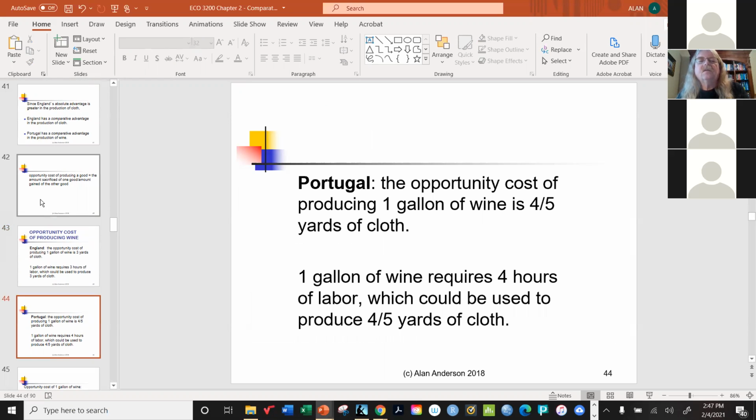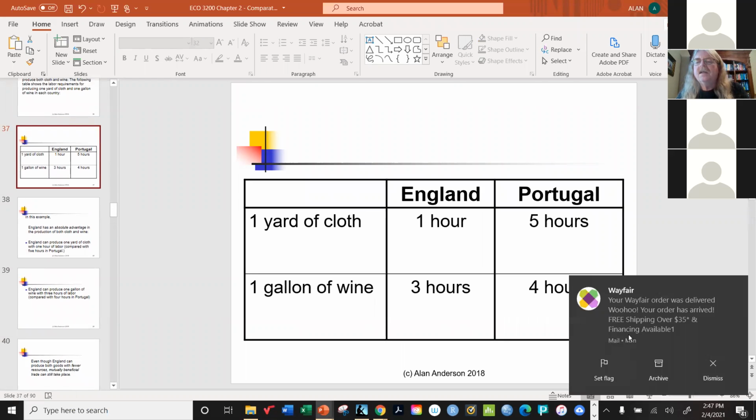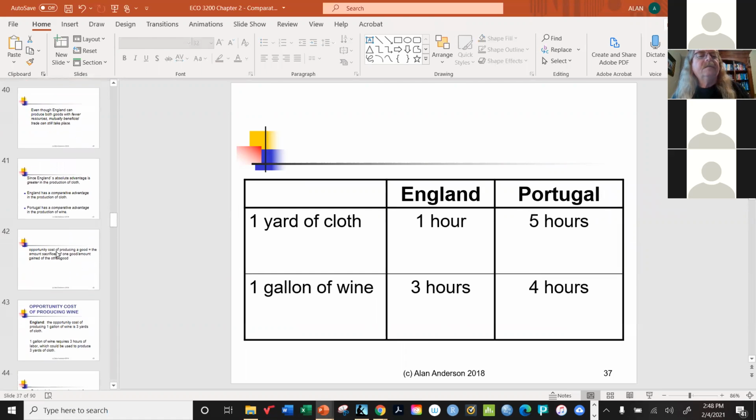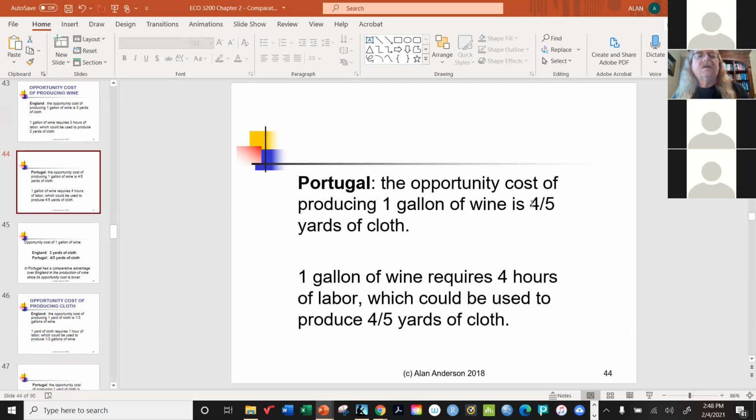Now for Portugal, though, if I want to make a gallon of wine, that's going to take 4 hours. I could have used that to produce 4/5 of a yard of cloth, because each yard of cloth takes 5 hours. The gallon of wine requires 4 hours, so that gallon of wine prevents me from making 4/5 of a yard of cloth. So with Portugal, their opportunity cost is only 4/5.